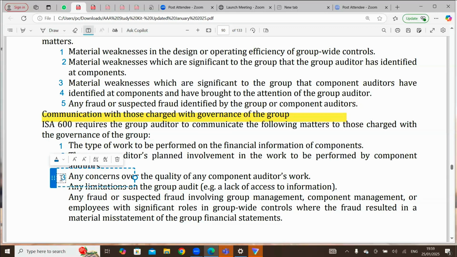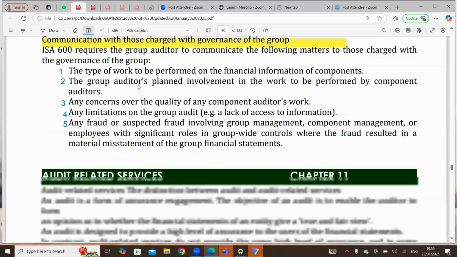concern over the quality of the component auditor's work, because you know he is going to go and meet the board now, right? So he's also saying that, okay, this is what I think about this component auditor, and all of that. So he's supposed to basically give his feedback. Then any fraud that he has seen that involves the group management is also supposed to be expressly communicated to those charged with governance.